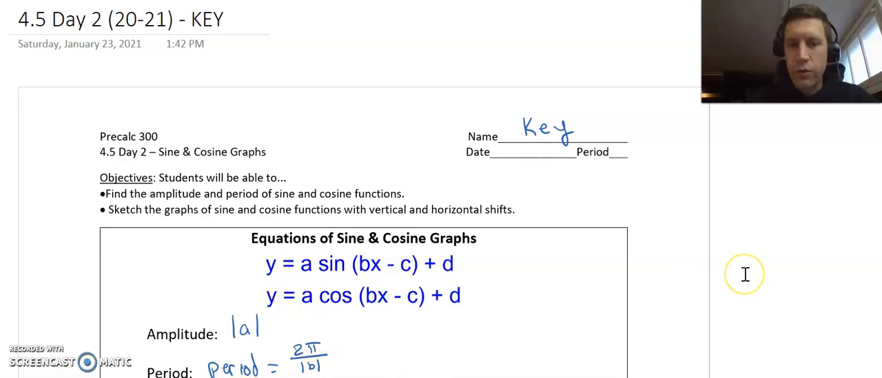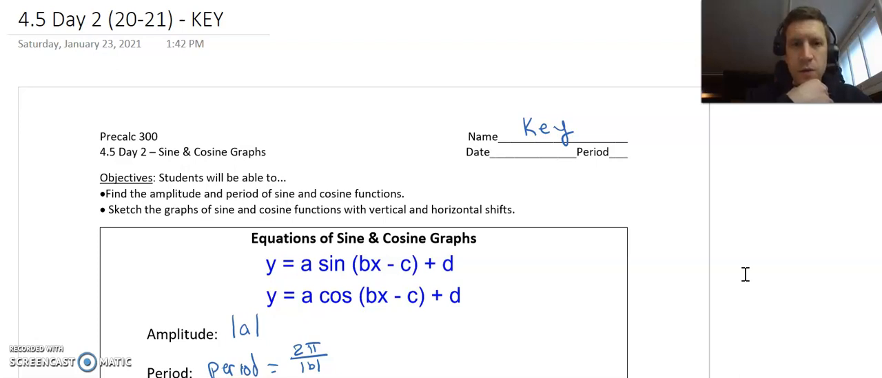We're going to go through 4.5 day 2. So we worked on 4.5, which was graphing sine and cosine functions. Today we're going to continue that, except now we're going to throw in some shifting. So horizontal and vertical shifting.